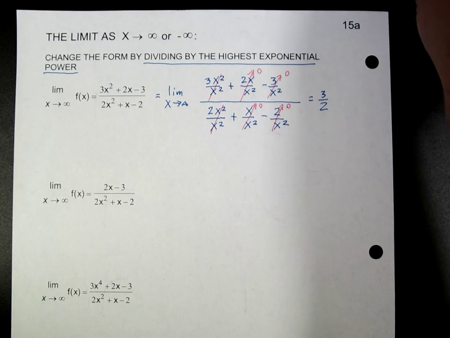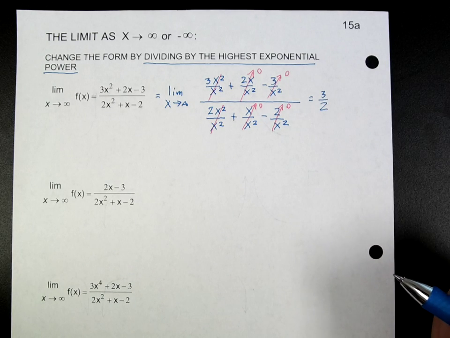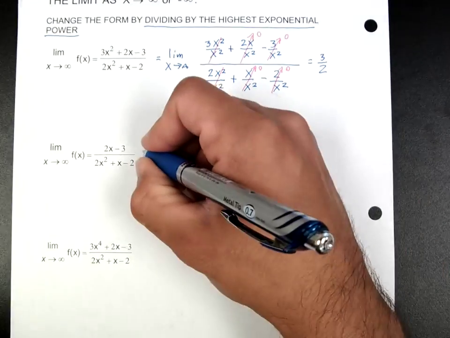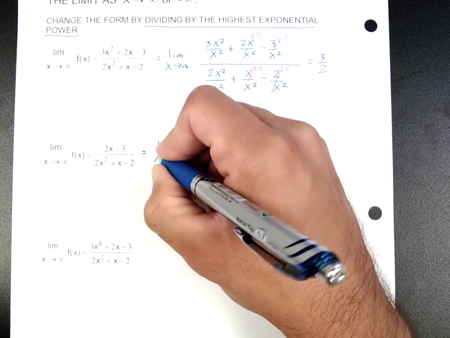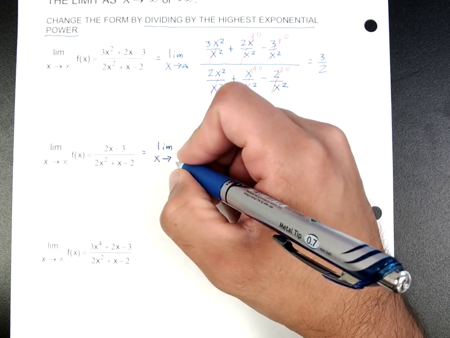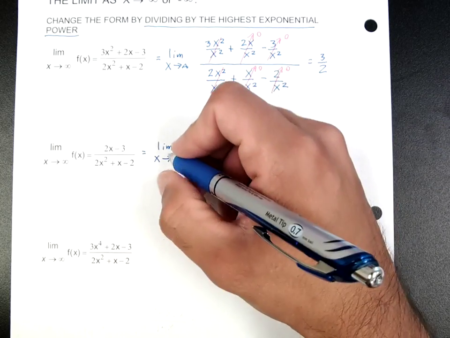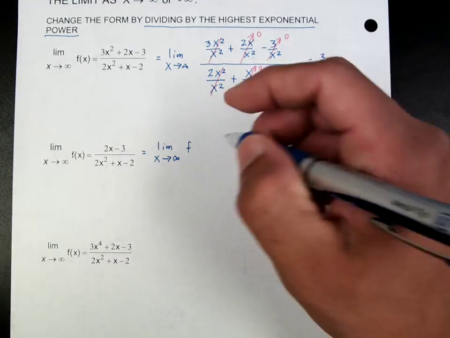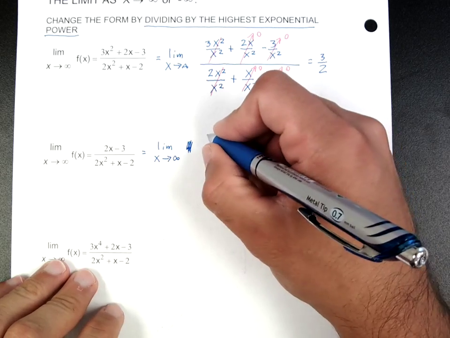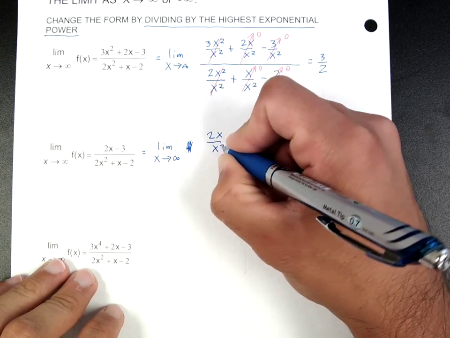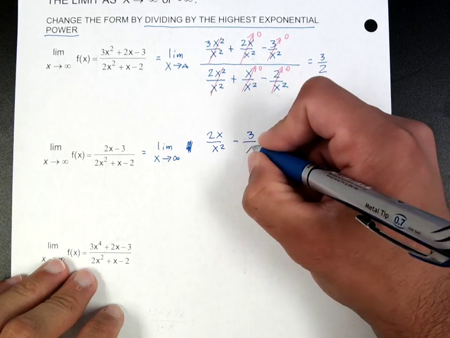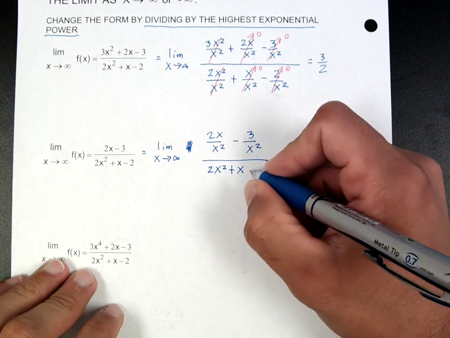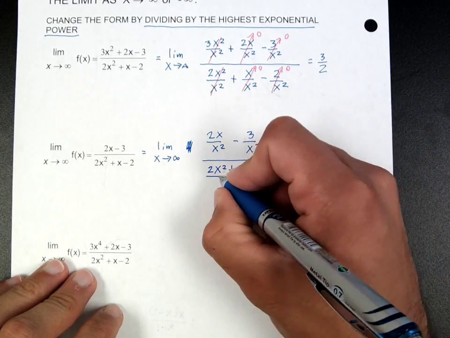Alright, on the next part, we have the limit as x approaches infinity. Alright, so we're going to do the same thing. We're going to look for the highest exponential power. The highest exponential power here is going to be x squared. So we have, excuse me, let me erase that. We have 2x over x squared minus 3 over x squared over 2x squared plus x minus 2, and I'm going to divide each one of these by x squared.